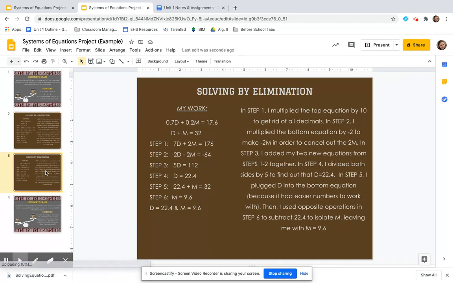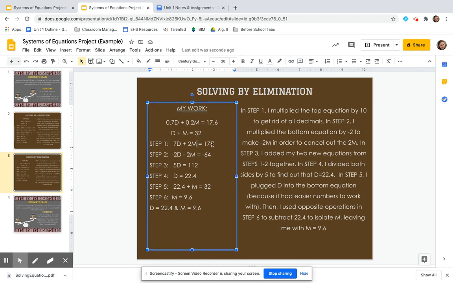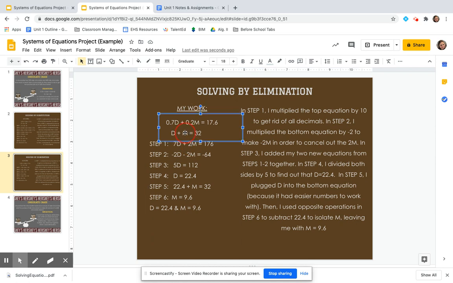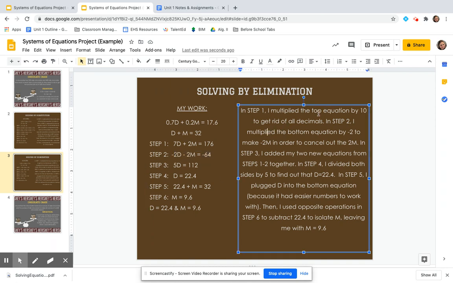Then I did the same thing, but I solved it by elimination. The first thing I did was I multiplied this one by 10 because I didn't like the decimals. And if you multiply decimals by 10 or 100, 10 if there's one decimal place, 100 if there's two, it becomes 7m plus 2m equals 176, and there's no decimals left, which made it easier for me to see that 2m, and if this became negative 2m on the bottom, would cancel, which is what I did here, is I took the bottom equation and multiplied it by negative 2. These steps wouldn't make any sense if I didn't provide my explanation over here. Okay?